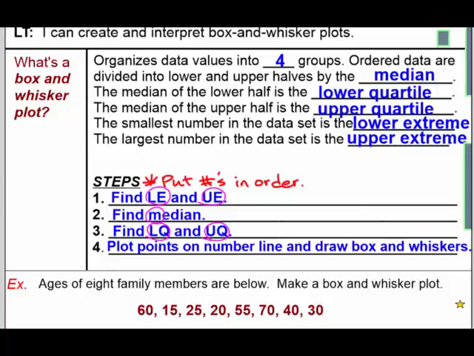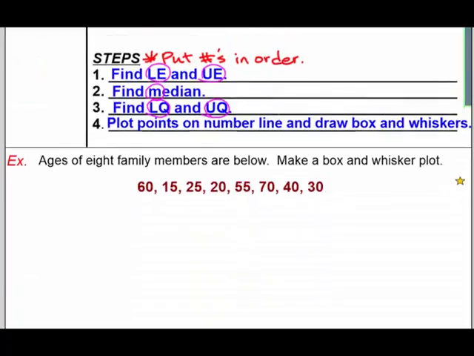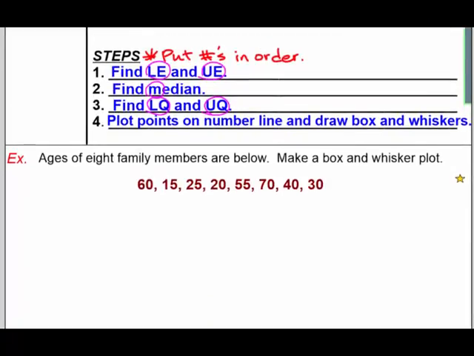Okay? So, let's put all these steps into action by taking the ages of 8 family members listed below. We're going to make a box and whisker plot. So we have a 6-year-old, a 15-year-old, 25-year-old, 20, 55, 70, 40, and 30. My first step is to put the numbers in order. So down below you can write the numbers in order here. I got fancy and already wrote my numbers in order. These are the same numbers, but written in order from smallest to biggest. You can just write them right below.